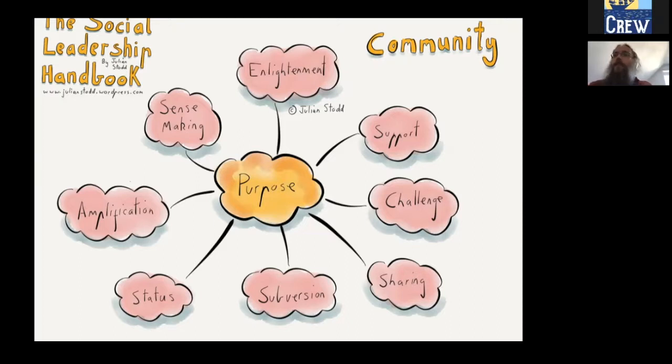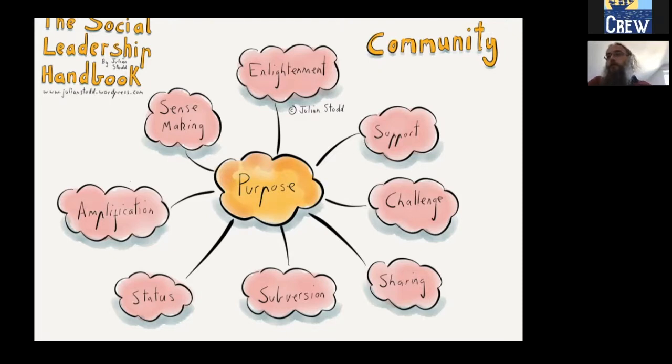Some communities have a purpose which is largely one of status. If you are in that community, it grants you a certain status, and that's okay. It's a perfectly good reason to be engaged in a community. It's not the only reason, of course, but it's not a bad reason. Some communities will be ones of amplification. The purpose of the community is to help messages to spread. But some will be of subversion. I mean, they may be one and the same thing. We may be trying to amplify subversive messages.